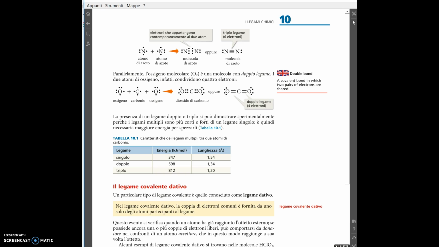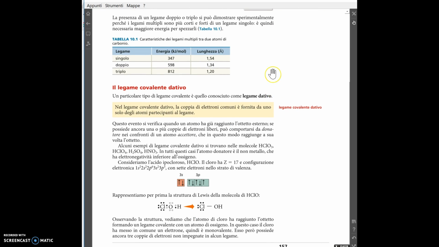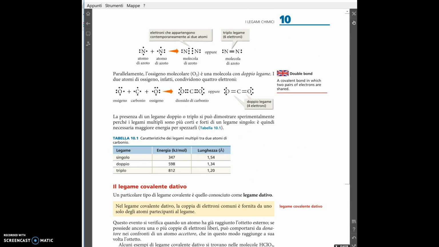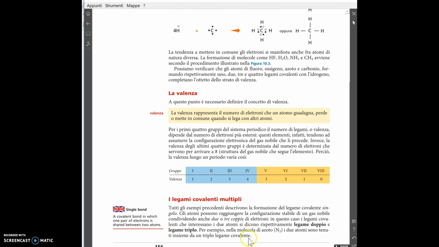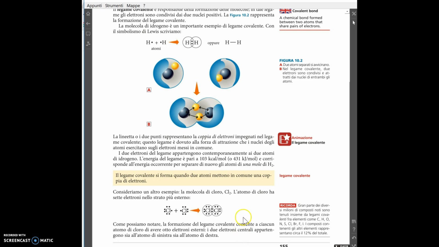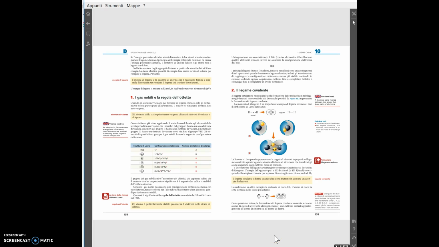B. The covalent bond. The covalent bond is responsible for the formation of molecules and occurs when two atoms share a pair of electrons. Valence is the number of electrons an element gains, loses, or shares when it binds with other atoms. The relationship between atoms and molecular structure can be represented by Lewis structure diagrams. The covalent bond may be simple if a single pair of electrons is shared, double if 2 pairs are shared, and triple if 3 pairs are shared.